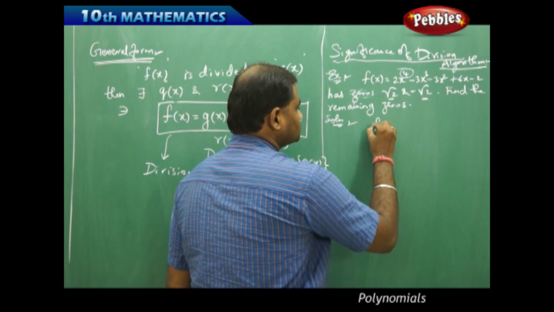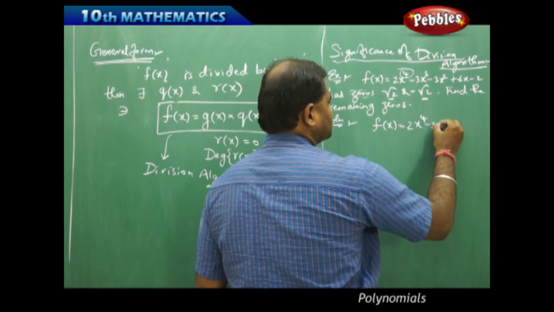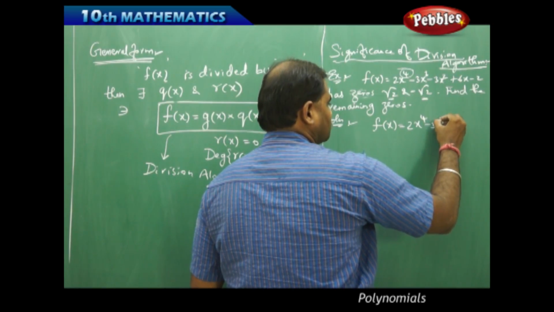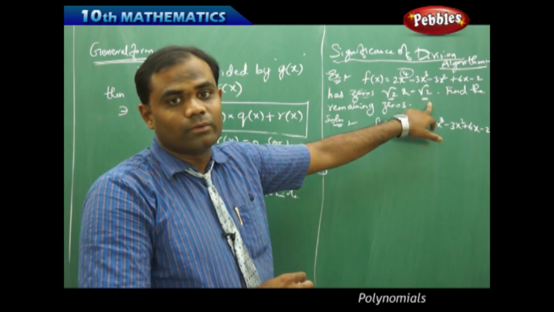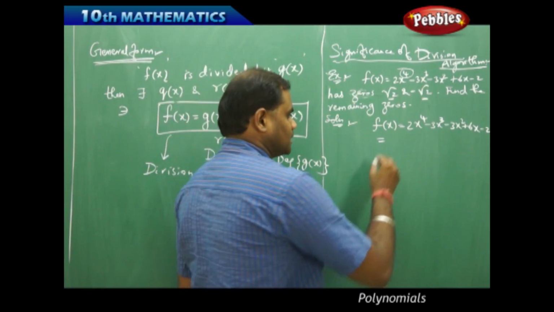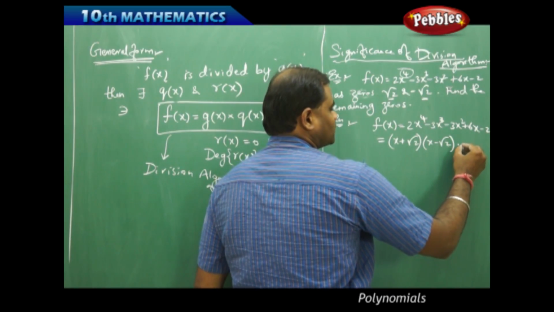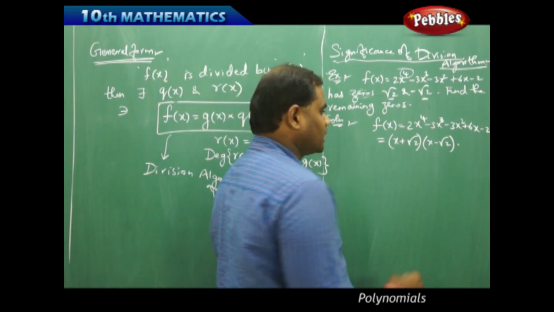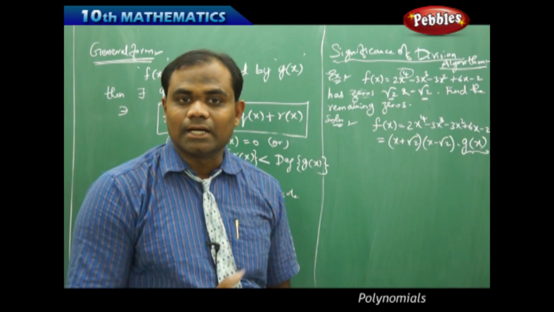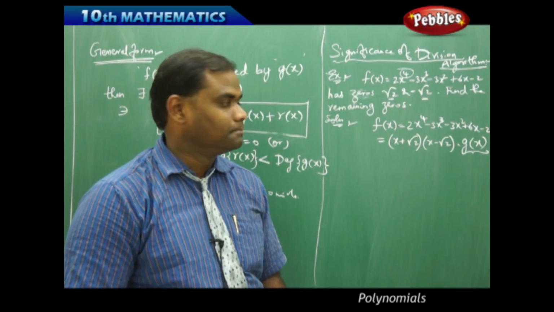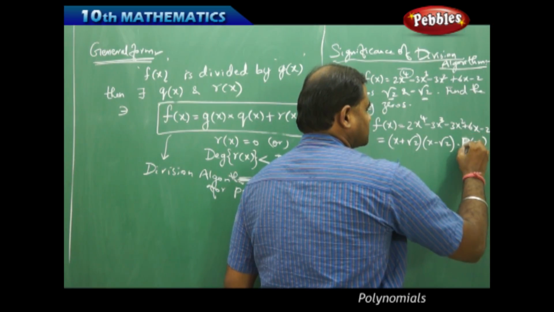Now, since f of x is a quartic polynomial which is given to be 2x power 4 minus 3x cubed minus 3x squared plus 6x minus 2. Now, since two of the zeros are already given, I can express them in the linear factor form as x plus root 2 times x minus root 2 times of the remaining two zeros which we don't know. Therefore, I take them as g of x. This g of x will give me the other two zeros which we are going to find as a function. Let me take this as p of x.